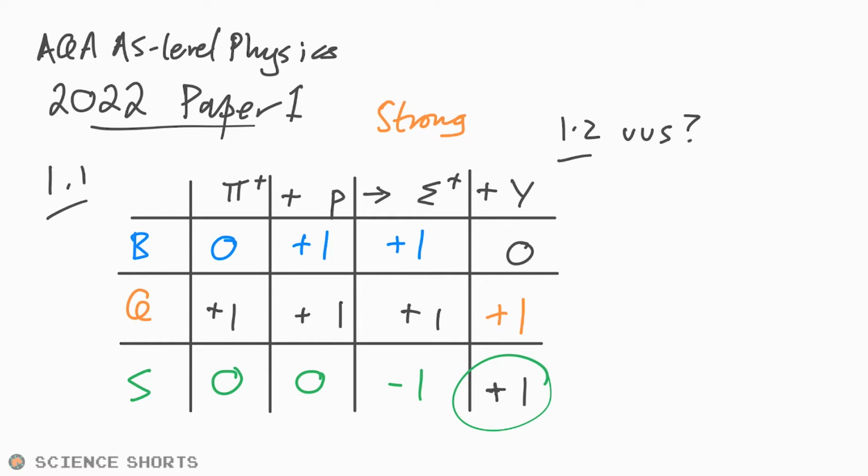1.2, which one of these is UUS? Well, we know that a strange quark has a strangeness of -1. Strange quarks are strange. They're the ones that sort of buck the trend. Normal particles are +1 for everything apart from strange quarks. Strangeness, -1. Anti-strange, of course, +1. So therefore, it has to be the sigma plus.